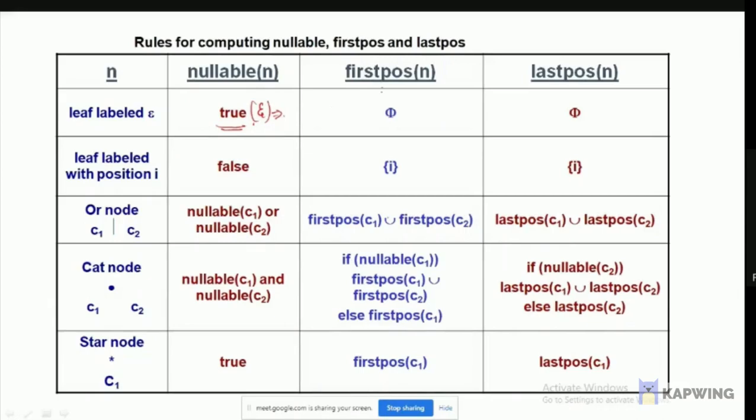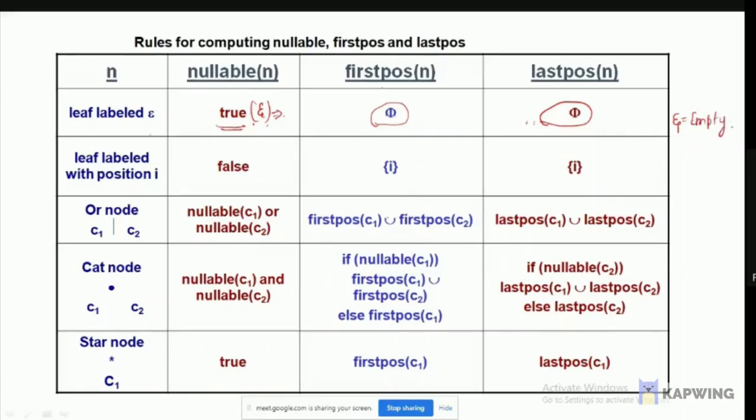And first position of epsilon: do you have any symbols in this epsilon? Will it generate any string using this epsilon? No, it will not generate. So there will not be any first position, as well as there will not be any last position. So if I have a regular expression with epsilon, I can tell nullable is true and first position is empty and last position is empty because it is going to be an empty string.